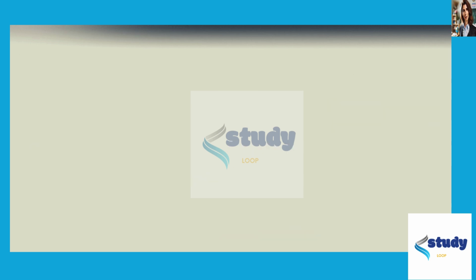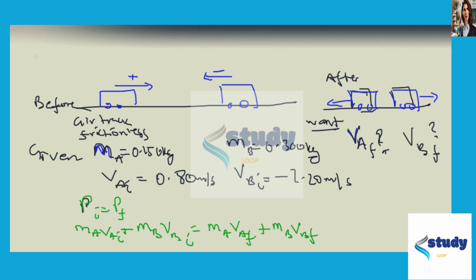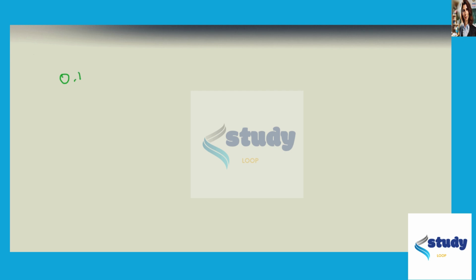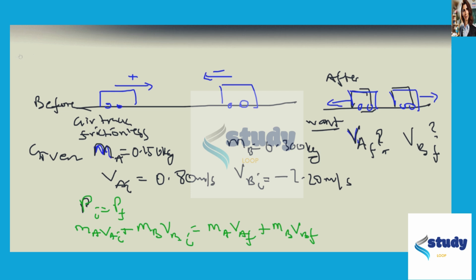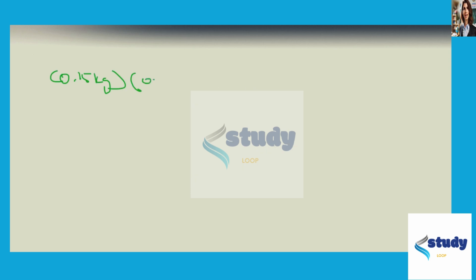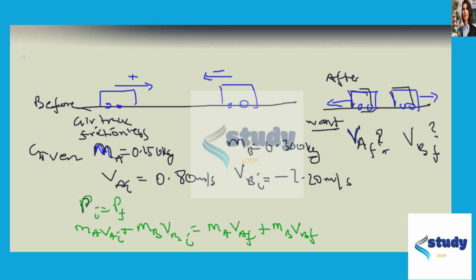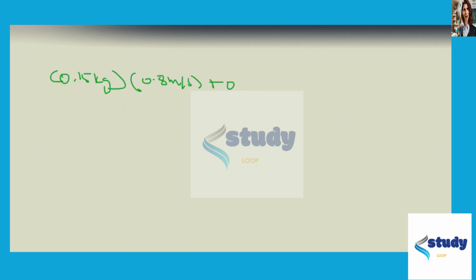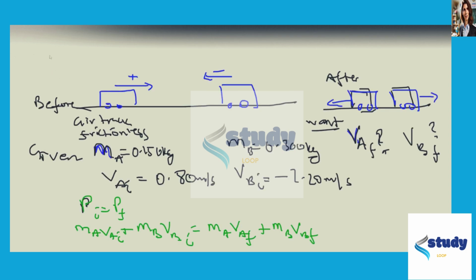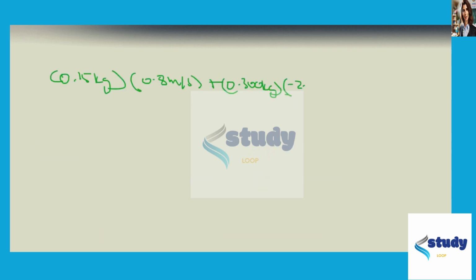So mass of A, checking back, mass of A is 0.15. So 0.15 kilograms times the initial velocity of A, which is 0.8 meters per second, plus mass of B, which is 0.3 kilograms, times the initial velocity of B, which is negative 2.2 meters per second.